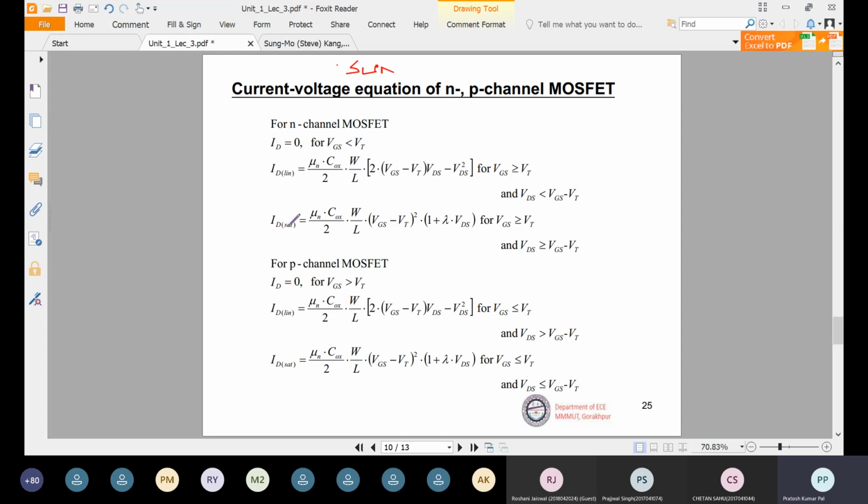Similarly, if the MOSFET is working in the saturation region, then its current equation will be given by mu Cox by 2 W by L times VGS minus VT whole square into 1 plus lambda VDS. This is because of the channel length modulation. The condition for saturation mode operation is that VGS should be greater than VT0, and VDS, that is drain to source voltage, should be greater than or equal to VGS minus VTH, which is equal to VD sat. So if VDS is greater than or equal to VD sat, then the transistor is considered to be working in the saturation region.